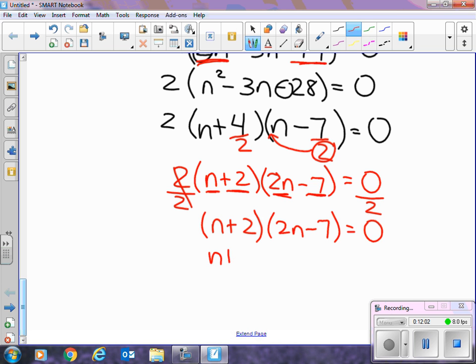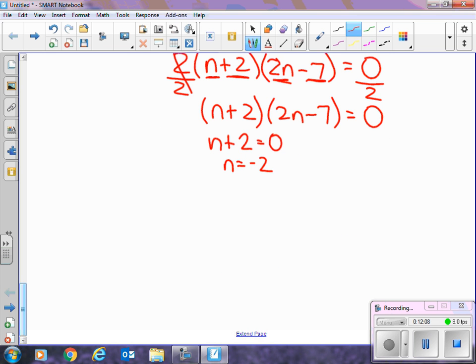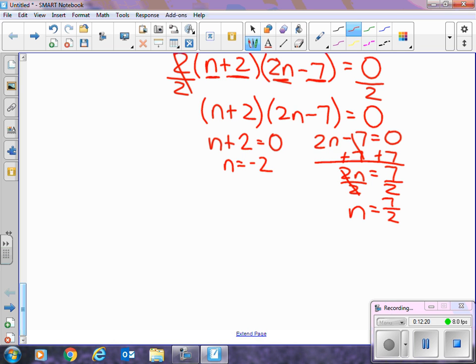The first one will be a one-step, so n plus 2 equals 0. That will make negative 2. You can do that one in your head. For the second one, you have to do the two-step equation of 2n minus 7 equals 0. So add your 7 over. You get 2n equals 7. Divide by 2. And the fraction is 7/2. Do not ever give a decimal for your solutions. They stay fractions. So when you get done, you've got to put them in braces. Negative 2 and positive 7/2 are the solutions.